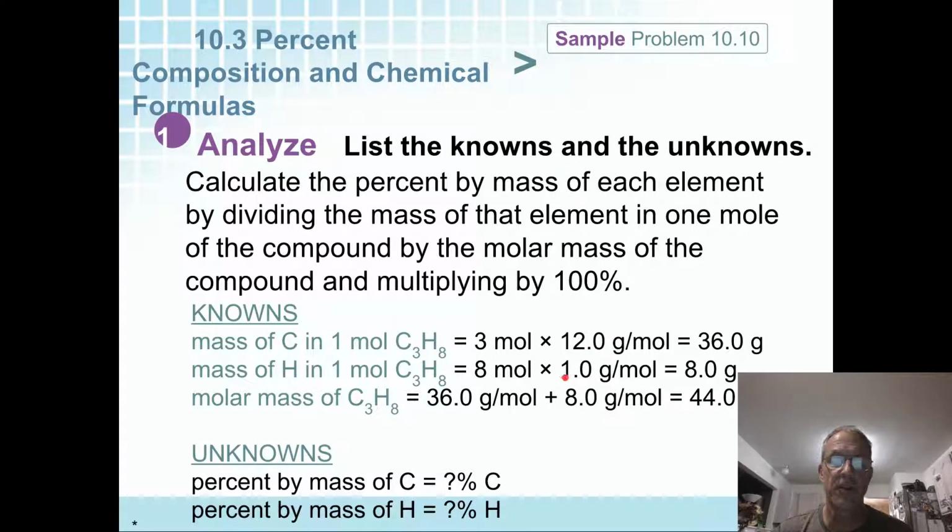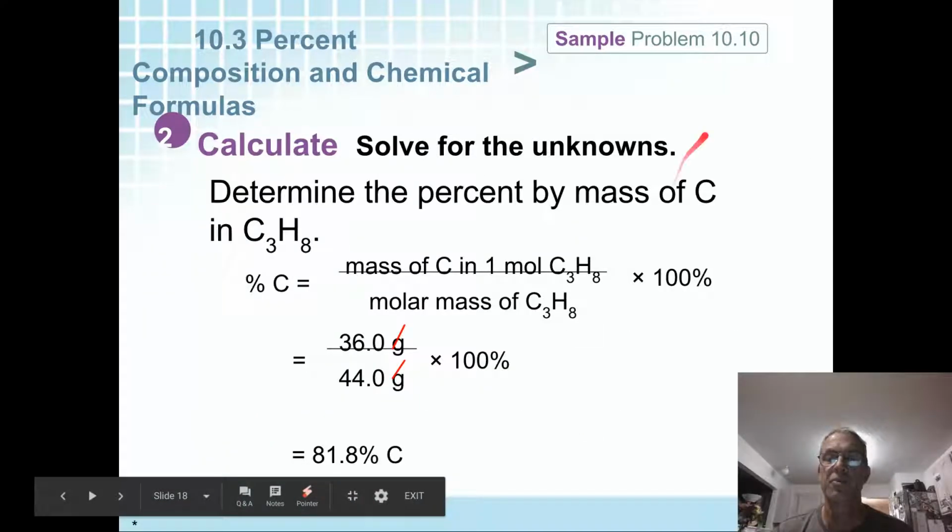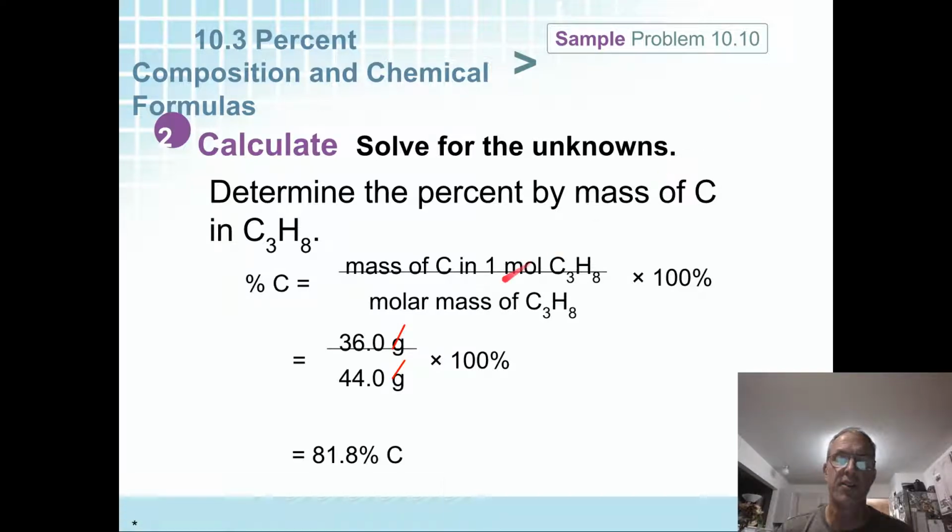So how do we find the percent of carbon and hydrogen? Well, again, it's part over the whole times 100, and that's what they've got right here. So we know for carbon, it's 36 over 44, part over the whole, assuming we have 1 mole of this stuff, times 100. It's 81.8% by mass of carbon.